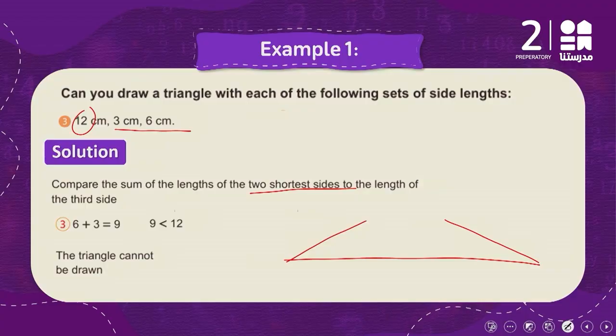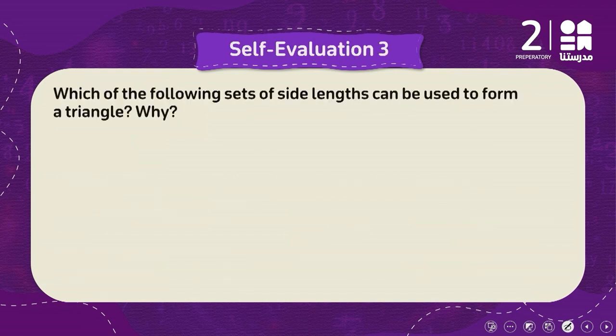This is the main idea of triangle inequality. So we can't form any triangle using these three sides, which are 3, 6, and 12. Which of the following sets of side lengths can be used to form a triangle?